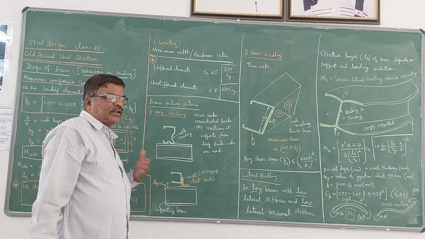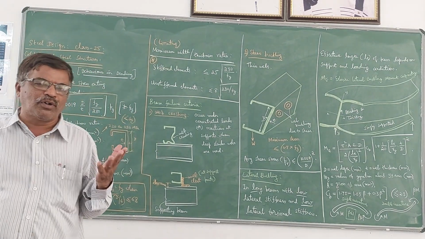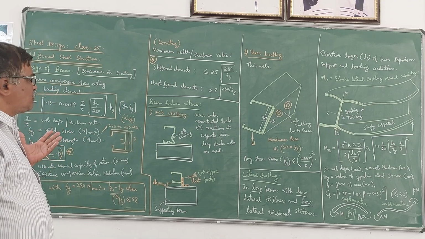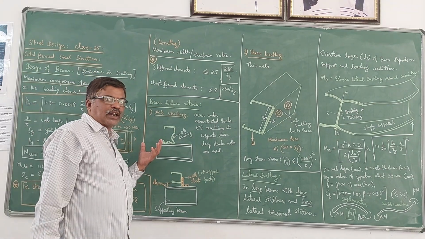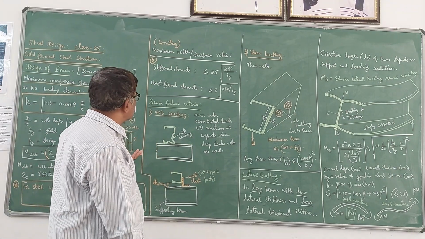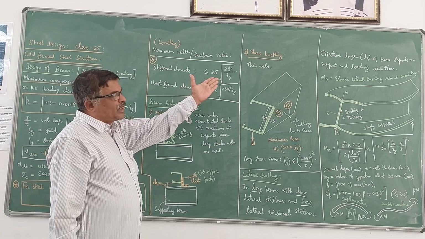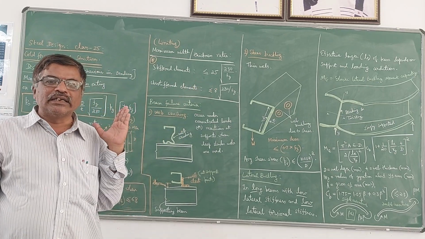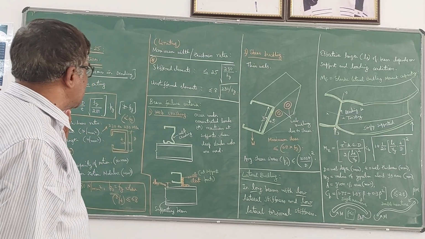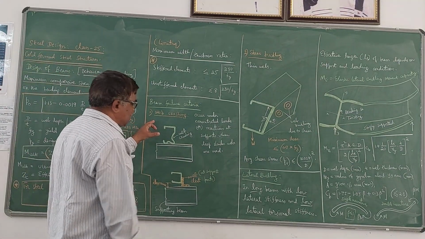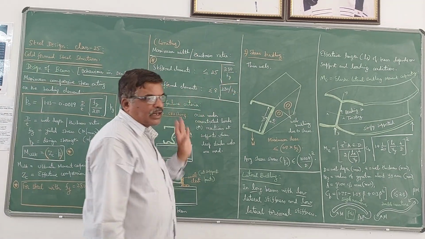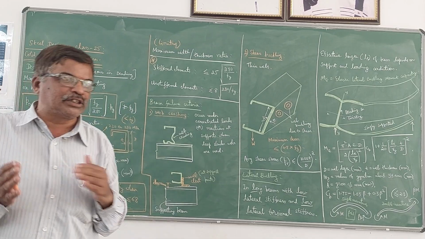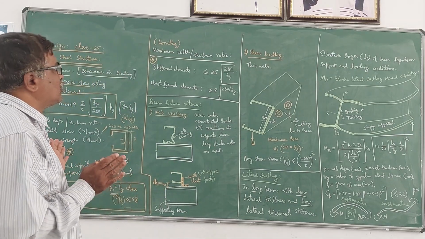When you are designing a beam using a cold formed steel section, we first have to learn the different types of failures that may occur. There are two main failure criteria in the case of CFS sections subjected to bending. One is web crushing, another is shear buckling. One failure may be due to crushing, another due to buckling.